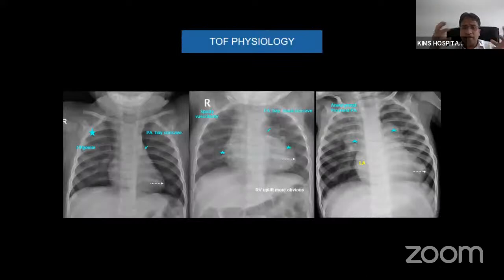The other typical example is TOF. You can see in the first X-ray it shows the boot-shaped heart with PA bay concavity and oligemia. Some vascularity is seen, but it is not uniform all over.